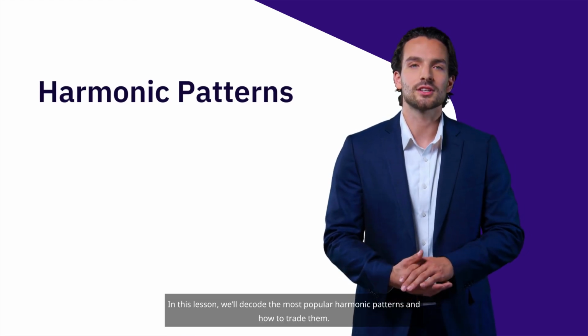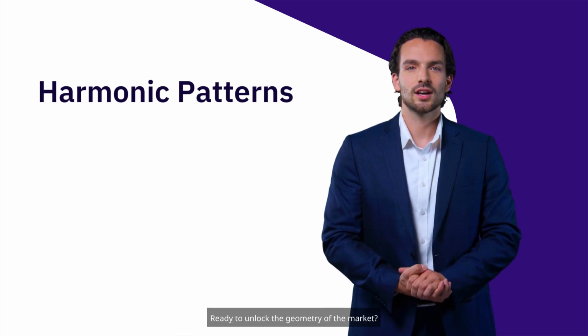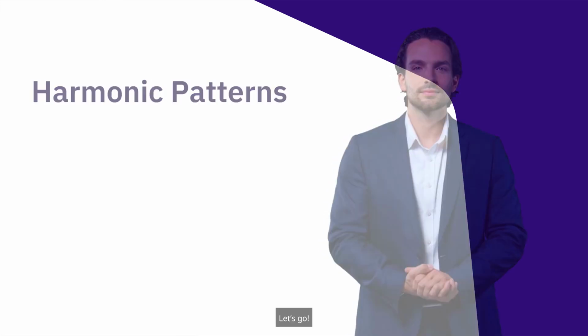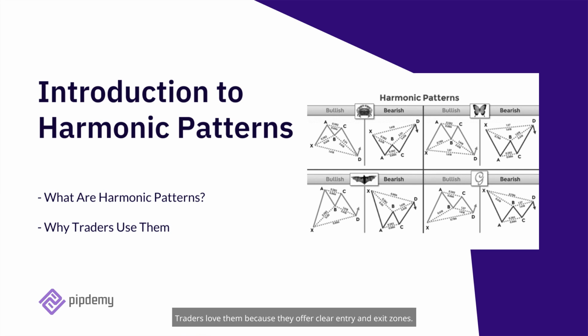In this lesson, we'll decode the most popular harmonic patterns and how to trade them. Ready to unlock the geometry of the market? Let's go. Harmonic patterns are advanced chart patterns based on Fibonacci ratios and geometric shapes. They help traders predict future price reversals with surprising accuracy. These patterns combine art and math, looking for symmetry and key ratios in price swings. Traders love them because they offer clear entry and exit zones.